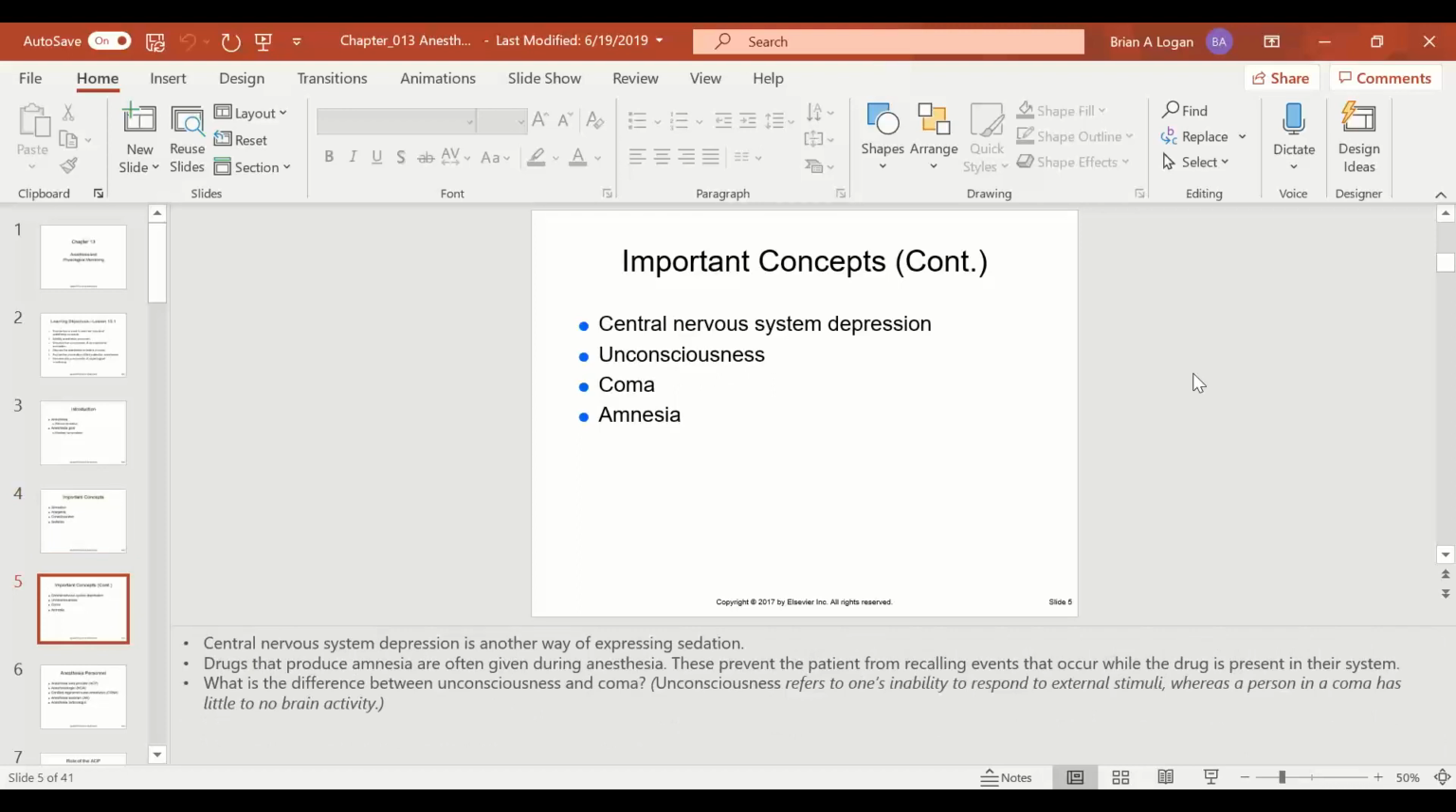Central nervous system depression, that's another way of saying sedated, right? The central nervous system is your brain, your consciousness. If you're depressing that consciousness, you're sedating the patient. Unconsciousness, that's when you're completely out. But the difference between a coma and unconsciousness is that in a coma, you have very little to no brain activity. And then amnesia, obviously, you can't remember what's happened, right?